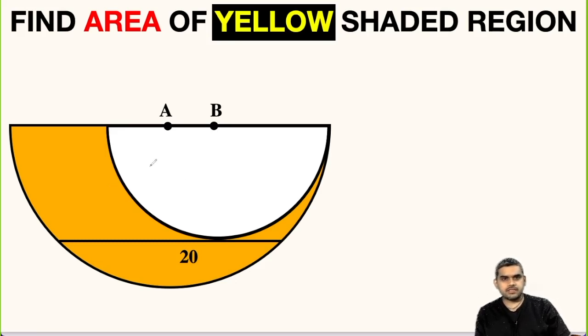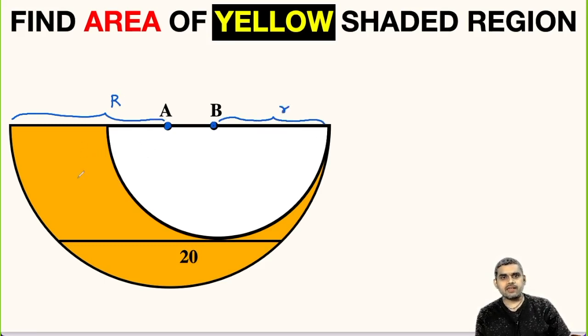So here in this question, we are asked to find the area of this shaded region. Here we have two semicircles, the bigger one with center at A, let its radius be capital R, and a smaller semicircle with its center at B, let its radius be small r.